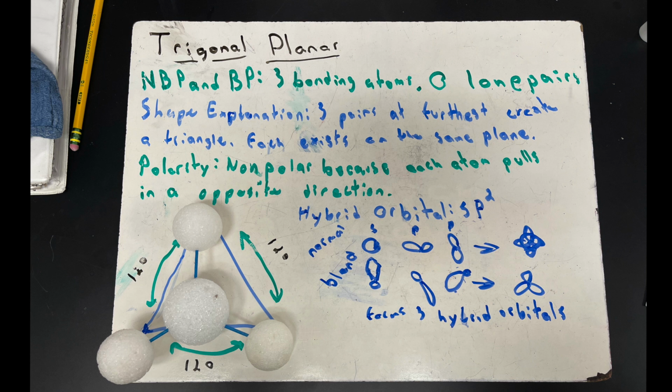Trigonal planar geometry. There are 3 bonding atoms and 0 lone pairs. For the shape explanation, there are 3 bonding pairs at the furthest point to create a triangle. Each exists on the same plane. For polarity, it is nonpolar because each atom pulls in an opposite direction. For the hybrid orbital, it is an sp2. Additionally, each angle is 120 degrees.